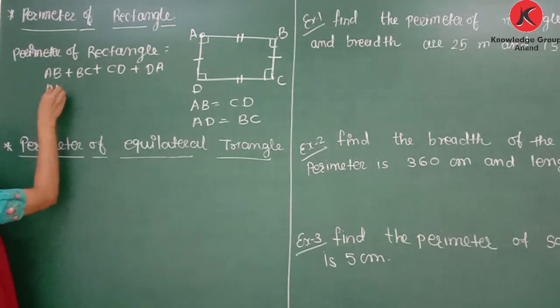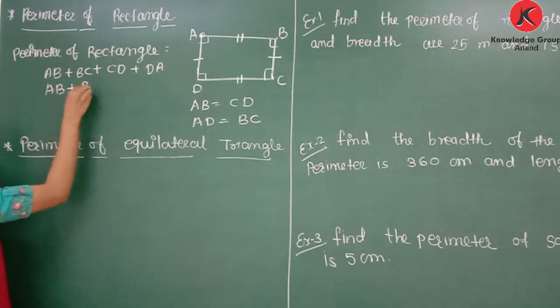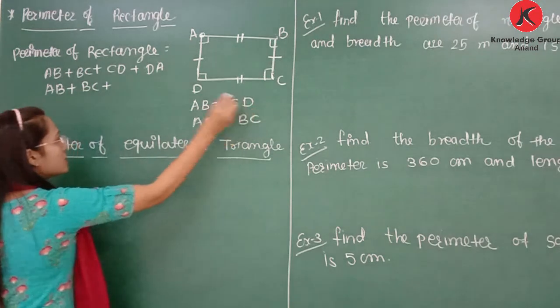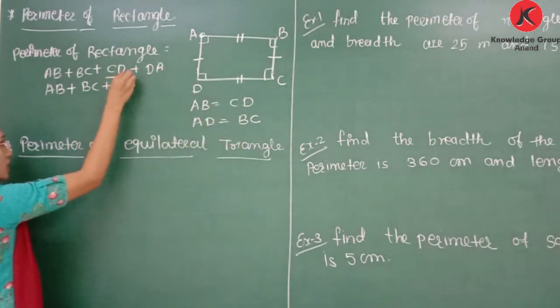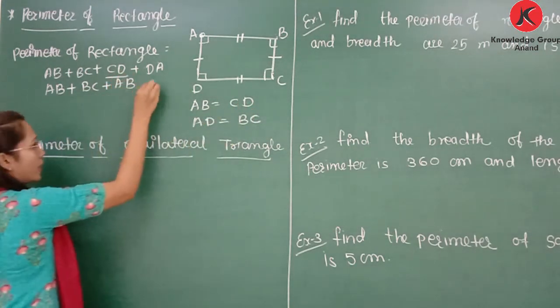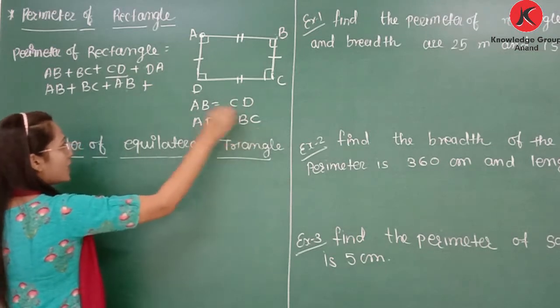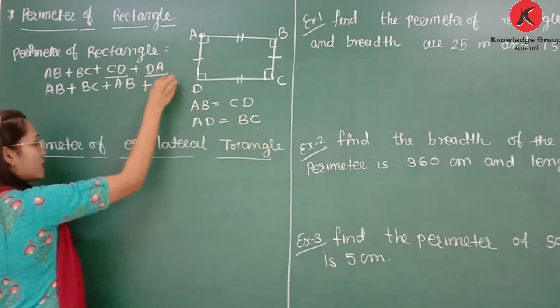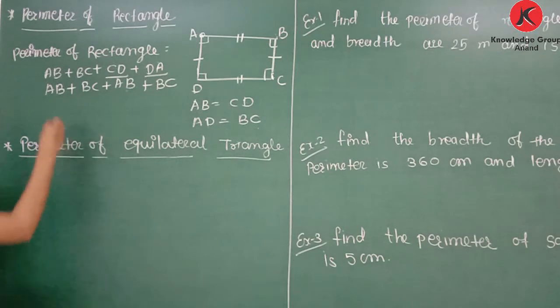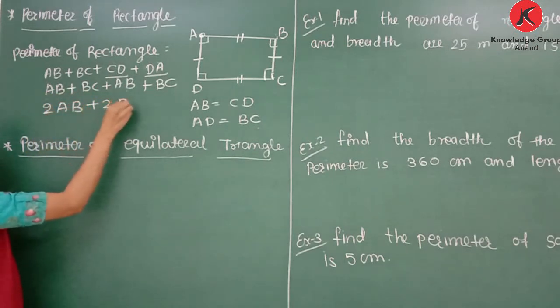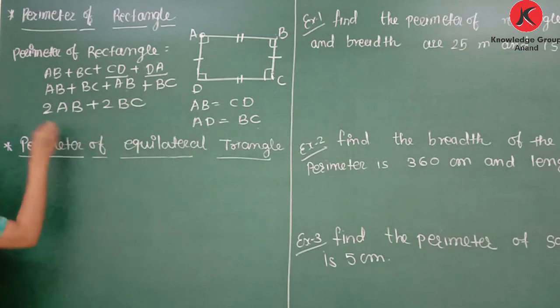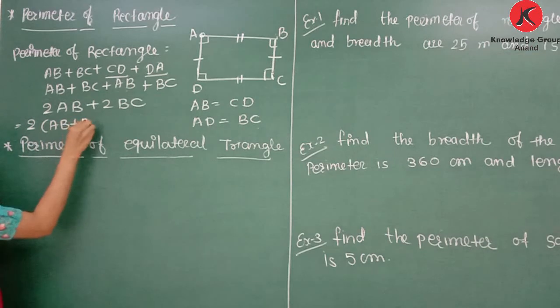Now we know that opposite sides are equal. So AB and CD are the same, so instead of CD we can write AB, and AD and BC are the same, so instead of AD we can write BC. So how many times do we have AB? We have 2 times AB and 2 times BC. If we take 2 common, it is 2 times AB plus BC.